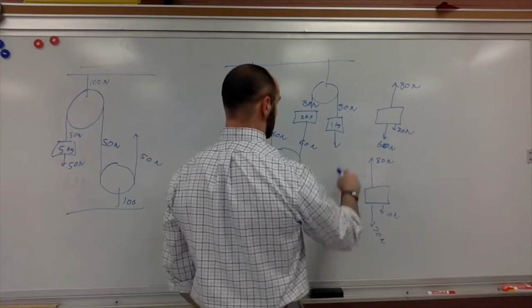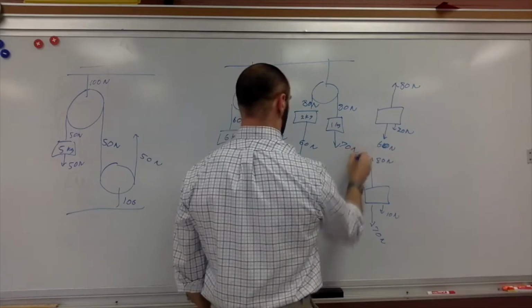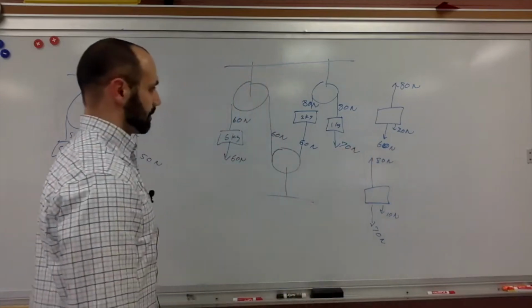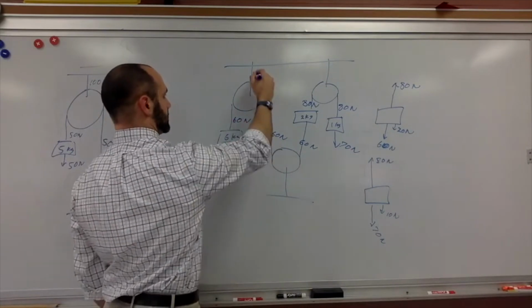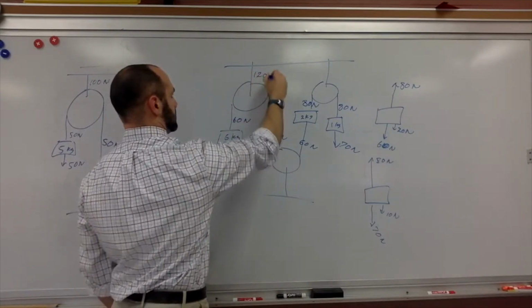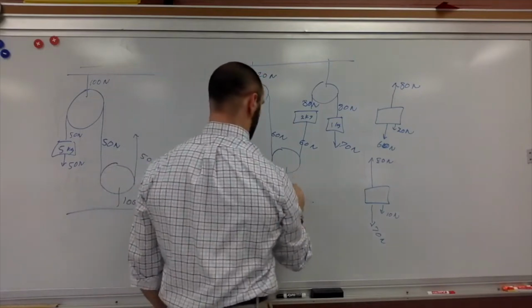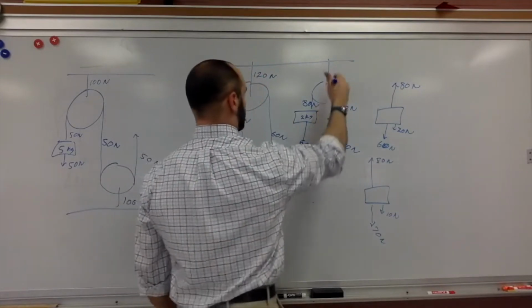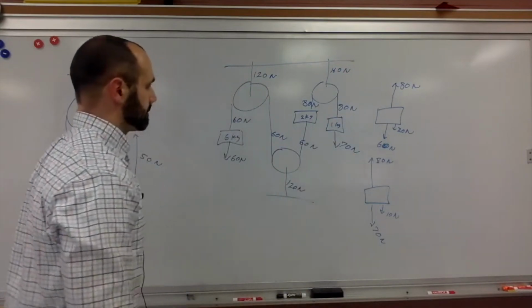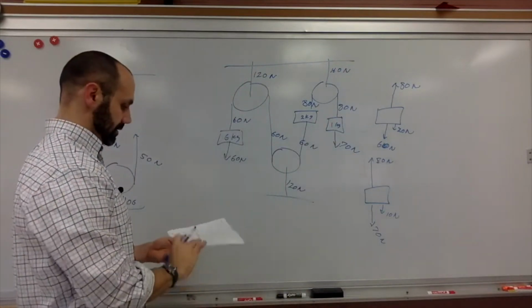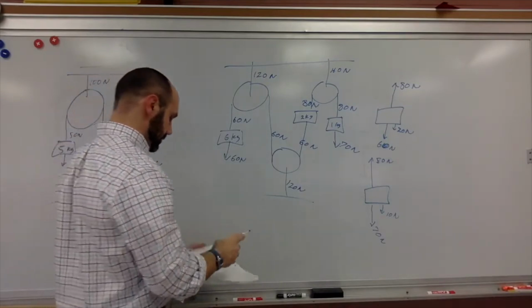And so this is going to be 70 newtons. All right. And so now these tensions, 60 and 60, this is going to be 120. This tension is going to be 120 newtons. This one now is going to be 160 newtons. Okay, and that's it. Now we're going to look at Atwood's machine.